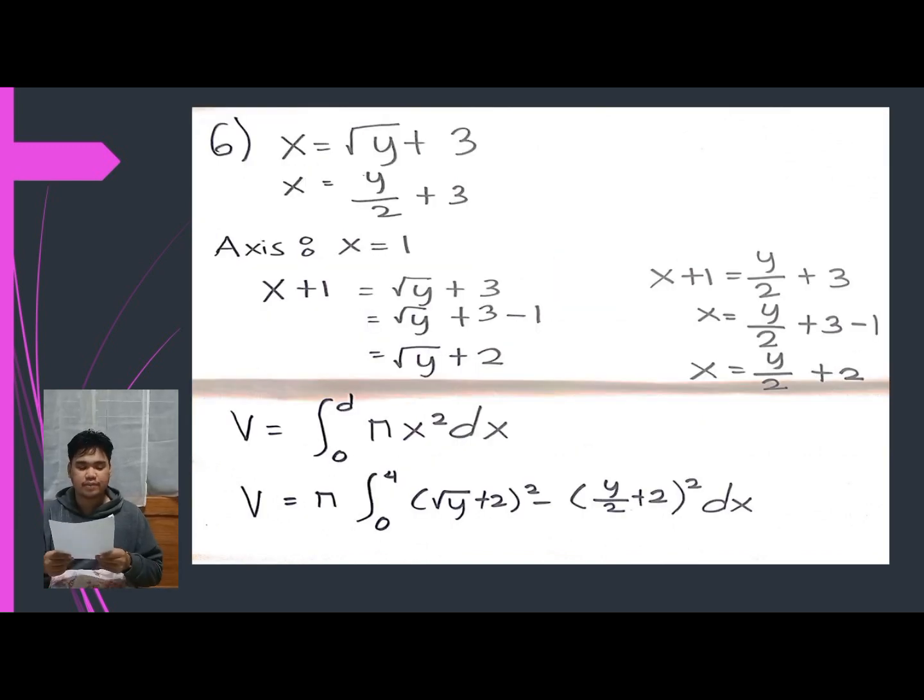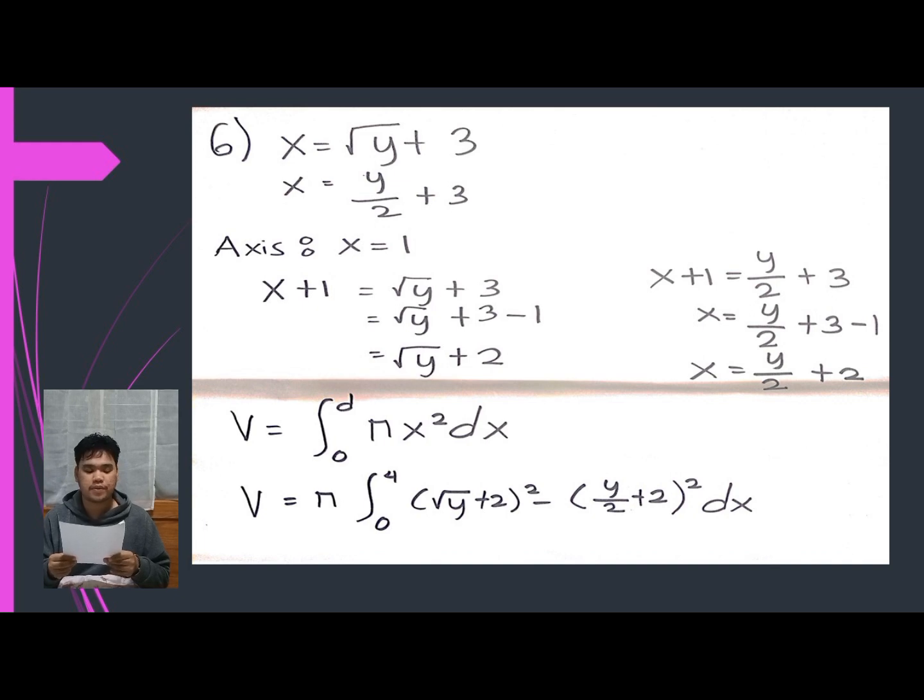And for our last item, number 6, we've got x = square root of y + 3, and x = 1 over 2 + 3 with the axis of x = 1. So first, we're going to equate our axis into our two given equations. So x + 1 = square root of y + 3, which is square root of y + 2. And next, x + 1 = y over 2 + 3, and our answer is y over 2 + 2.